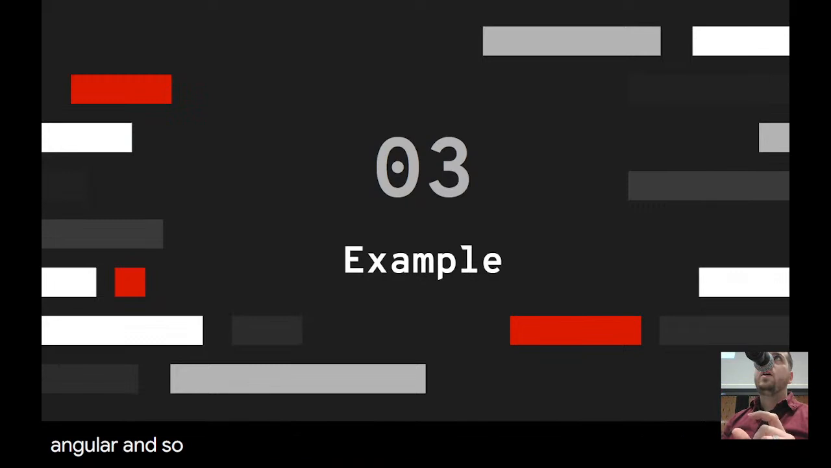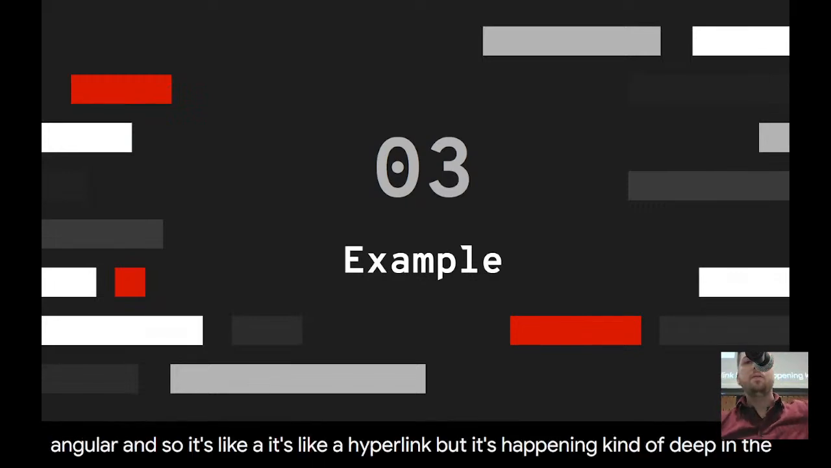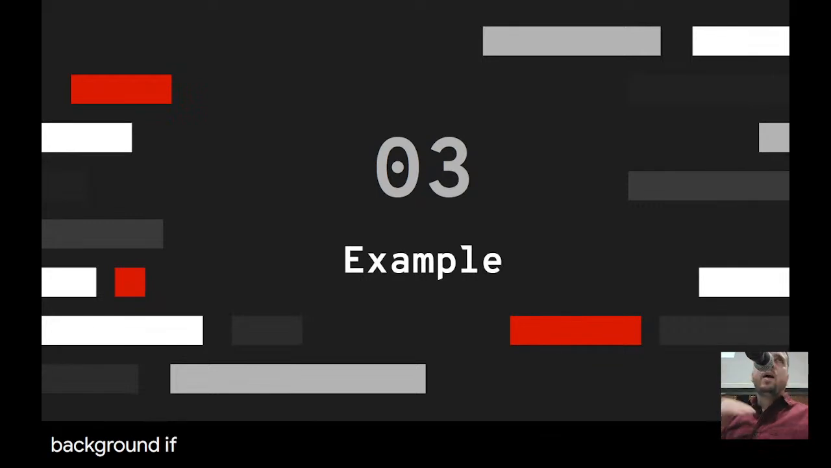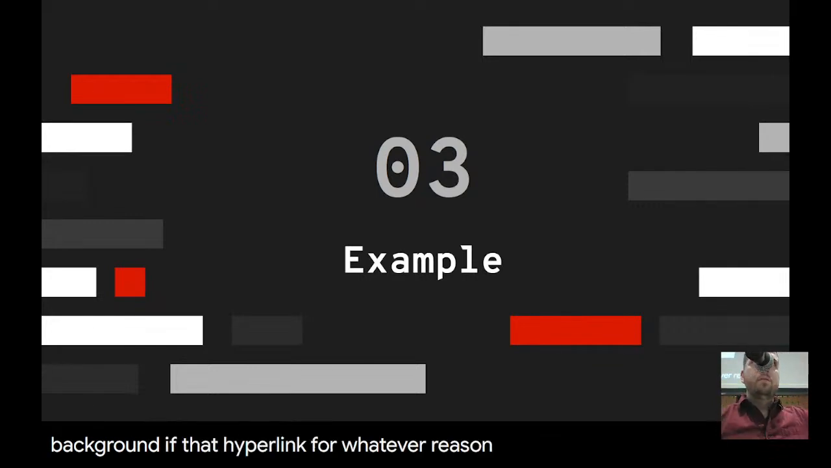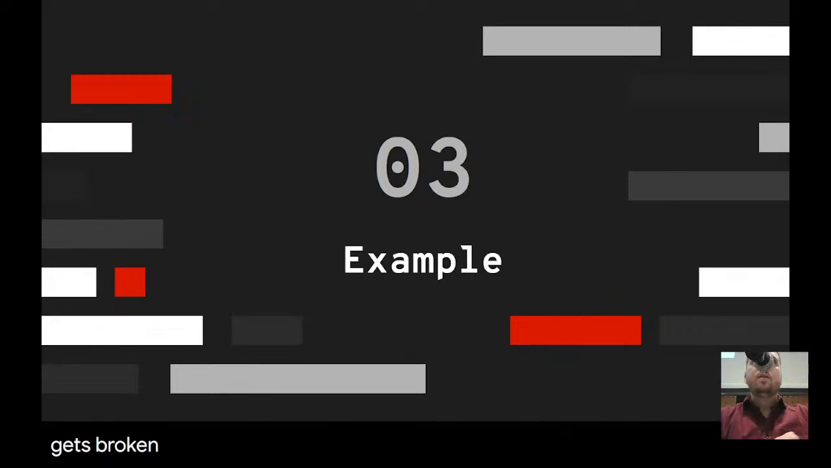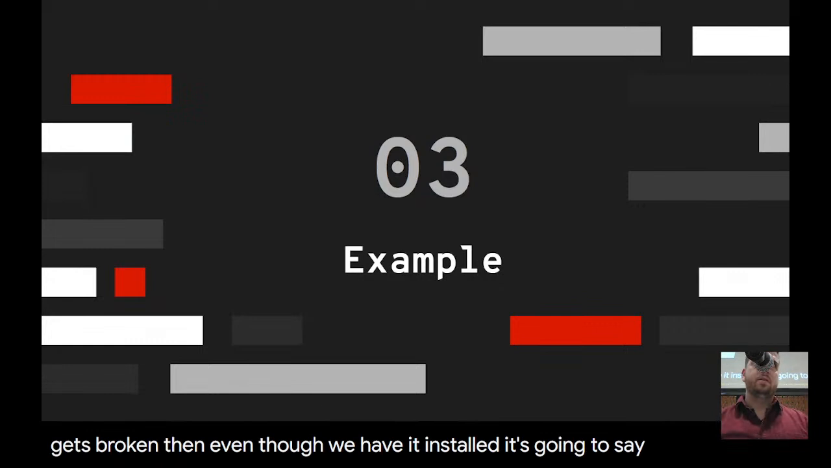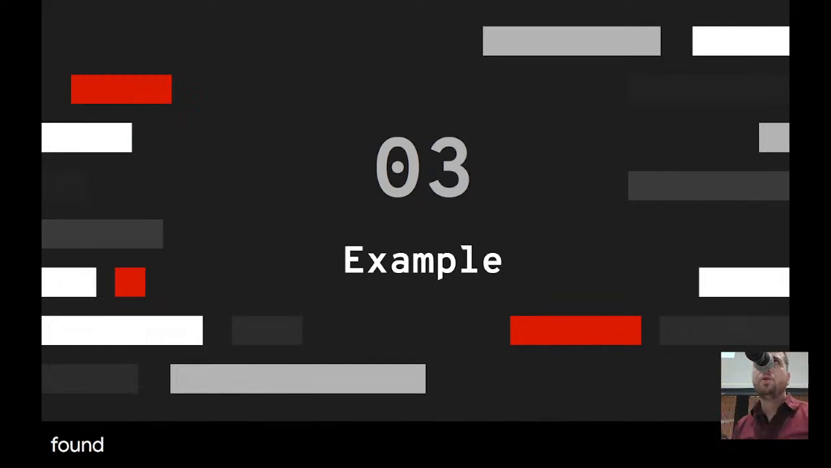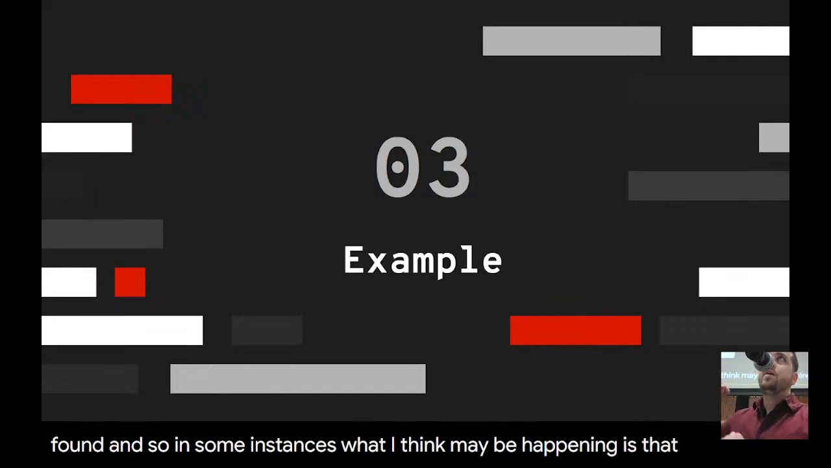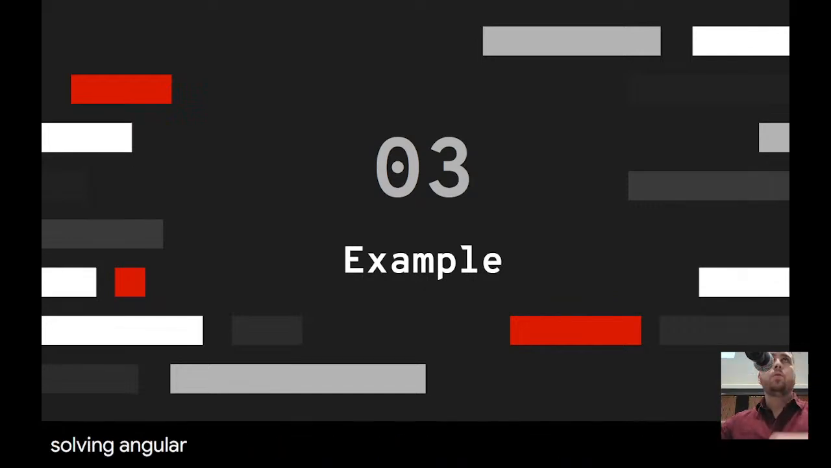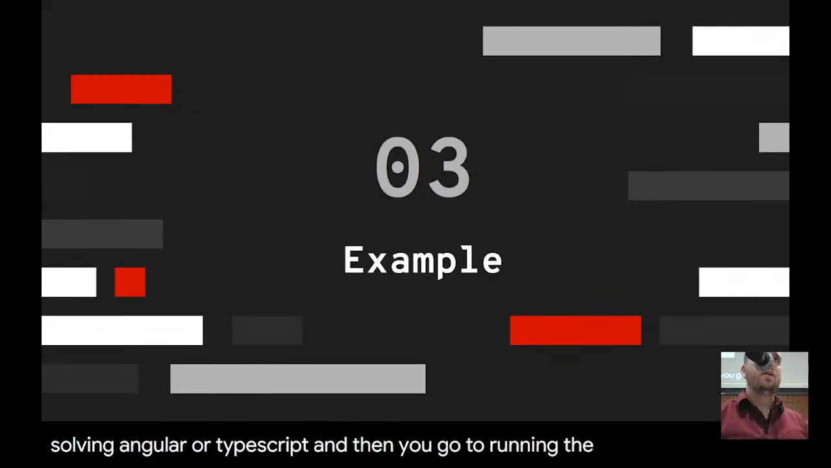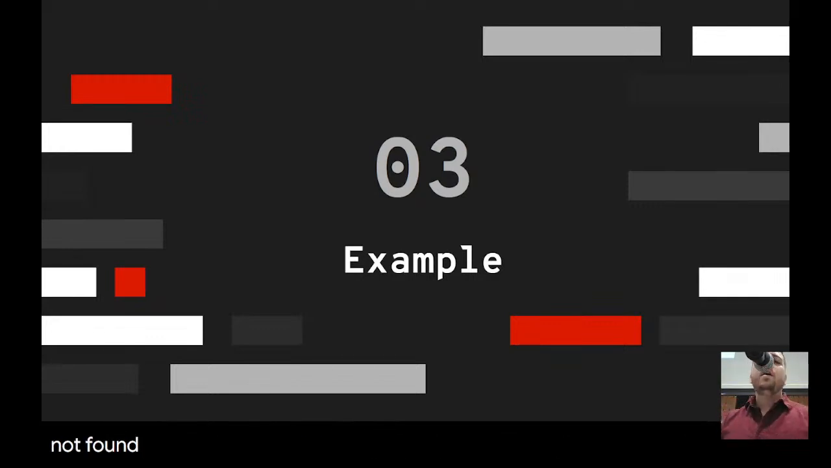And so it's like a hyperlink, but it's happening kind of deep in the background. If that hyperlink, for whatever reason, I'm calling it hyperlink, if that gets broken, then even though we have it installed, it's going to say command not found. And so in some instances, what I think may be happening is that you've installed Angular or TypeScript, and then you go to run the command, and it's not found. And that's just because that link got broken.